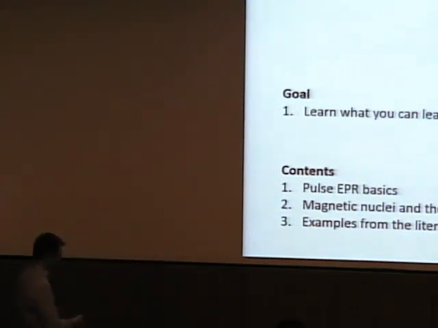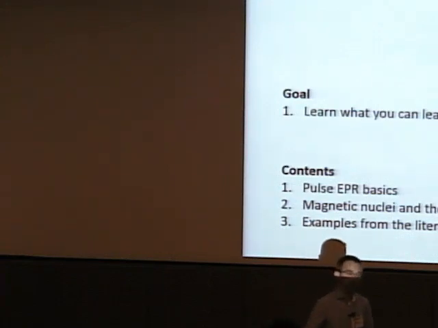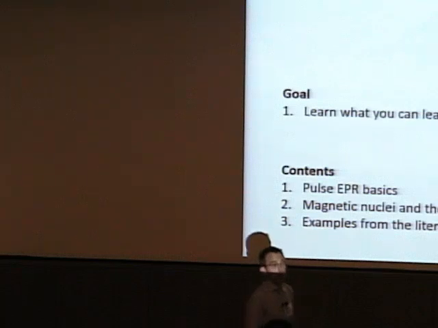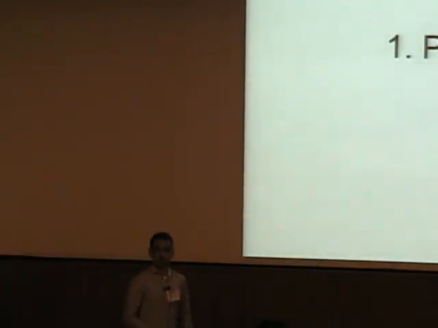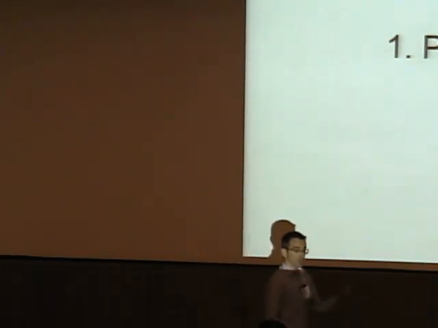Okay, so the content is going to be first some very basics about Pulse EPR. Then second, we're going to talk about magnetic nuclei and their interactions. Now you might find that strange because EPR is about electrons. But Pulse EPR is actually mostly about nuclei. It's a way to measure NMR via the electron spin. And then third, we're going to go through some examples from the literature. Old literature and very recent literature. Okay, so first the Pulse EPR basics. And if you're trying to find the slide deck on the Dropbox folder, I will upload it after the lecture. Okay?